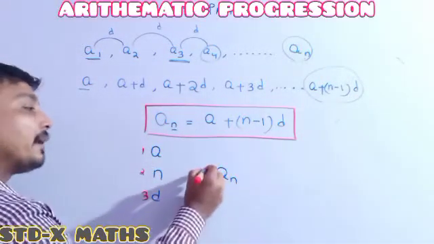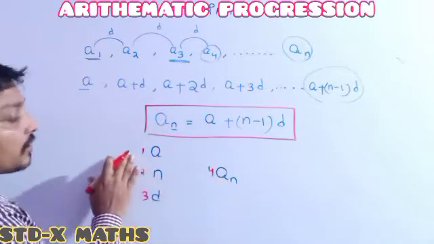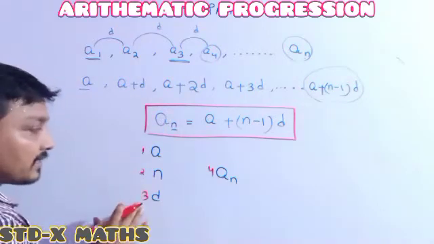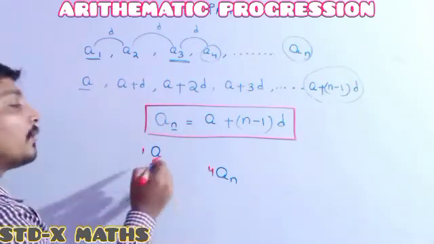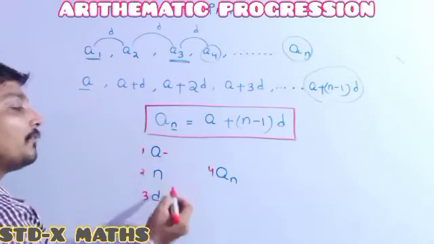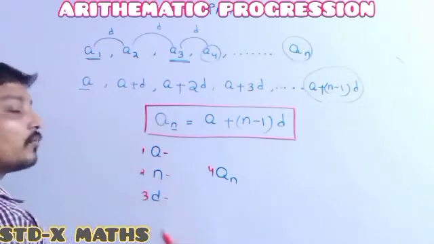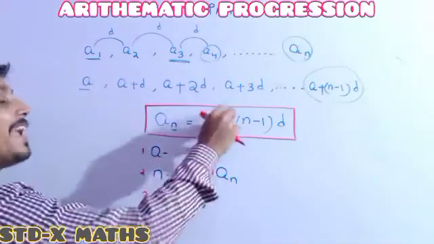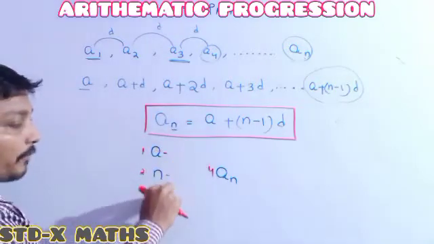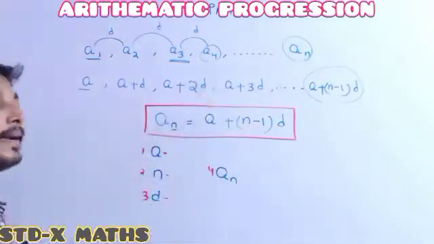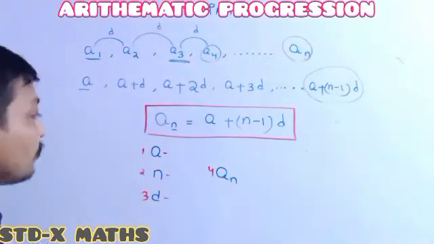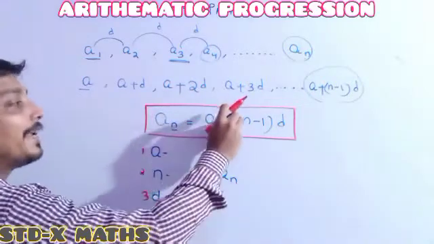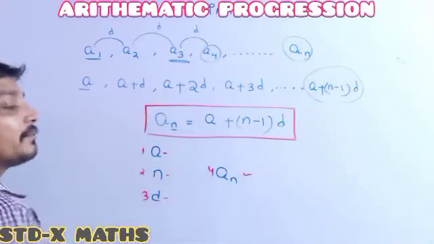So to find the fourth term, suppose this is the 1st, this is the 2nd, this is the 3rd, and this is the 4th. Each of these is one particular value, but a_n we can find by putting all the values in the expression. Whenever you put all the values a, n, d in the expression, you can find the value of a_n. So whenever these three are given, you can easily find a_n.